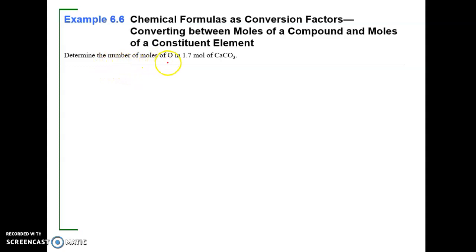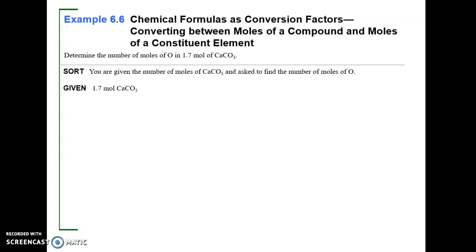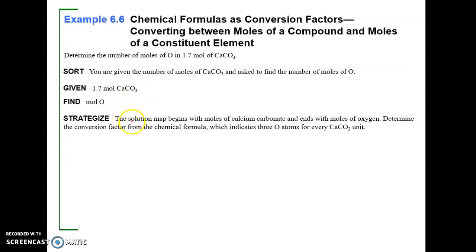Determine the number of moles of oxygen in 1.7 moles of calcium carbonate. All right, so let's see here. Let's sort by what we are given. We're given 1.7 moles of calcium carbonate, and we have to find moles of oxygen. So we're always going to start with what we're given, so we're going to start with that 1.7 moles of CaCO3.